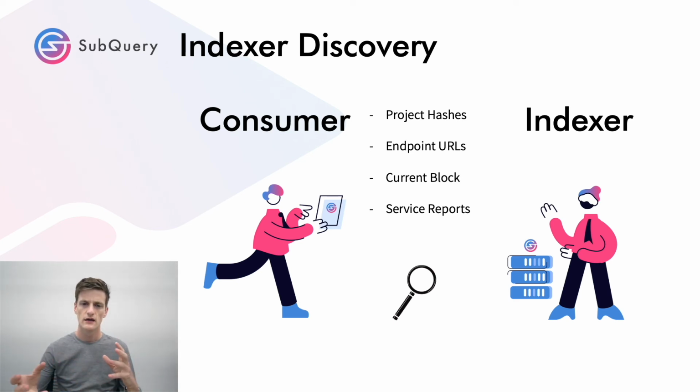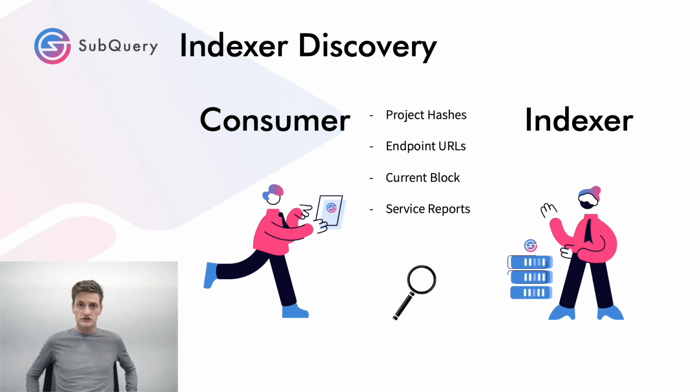And by basically aggregating and combining that, what we get is a picture of which indexers are most performant. And so what that means is that our discovery process can prioritize indexers that are performant. And we can route requests to indexers that are faster, have better uptime, have lower latency. And that's really important for our network, right?